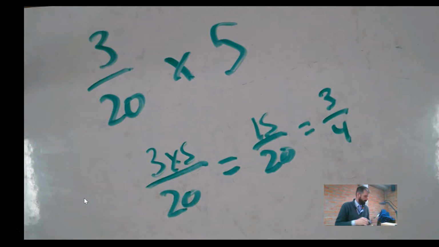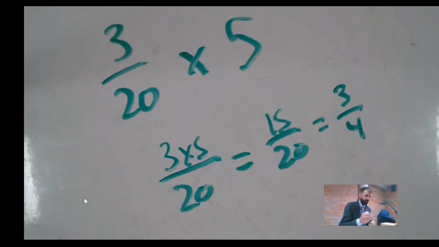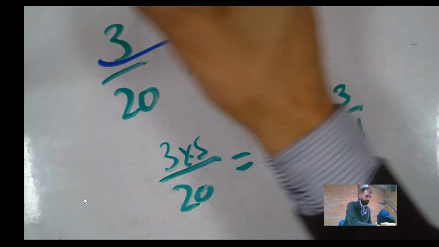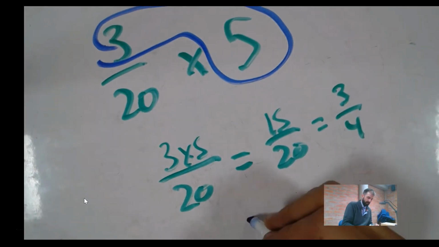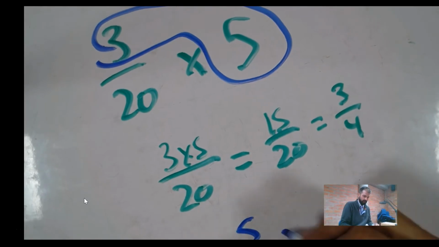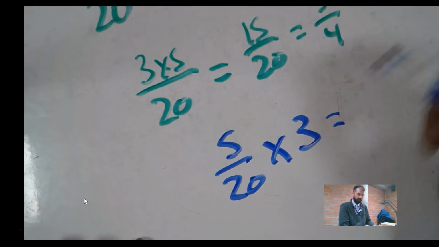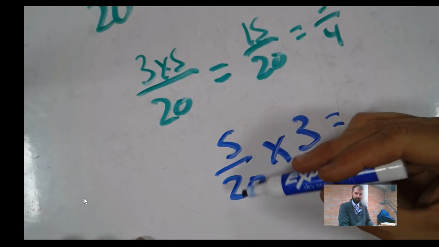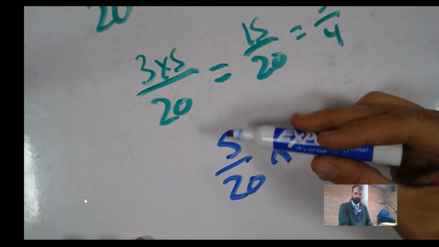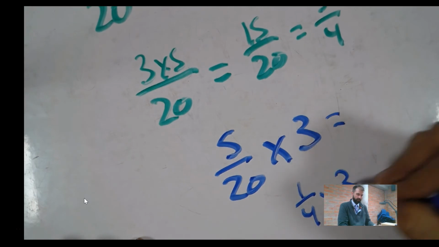But what was I going to do instead? I was going to do this. I was going to switch these two. Again, according to the associative property, it doesn't really matter the order that I do this multiplication in. So I'm going to make it 5 over 20 times 3 equals, and again, I see here that I can change this into 1/4. I see that this is 1/4. So I can do 1/4 of 3.